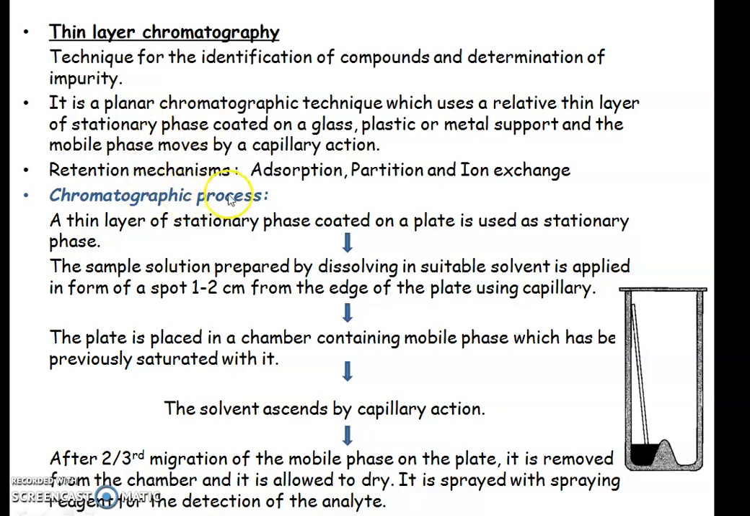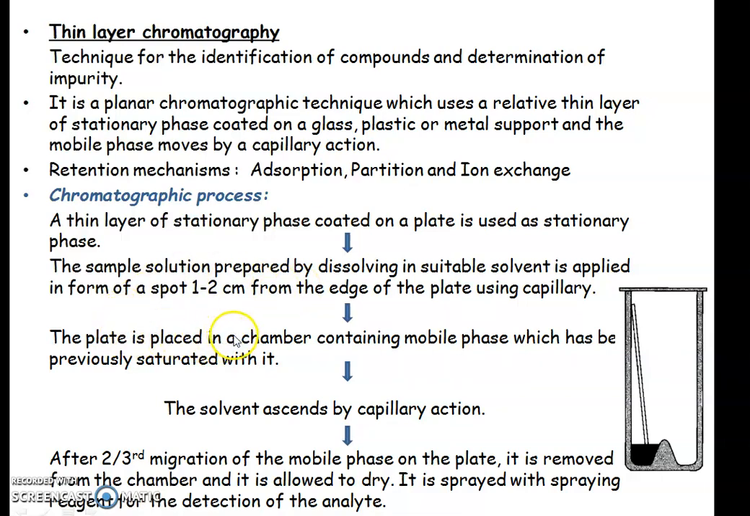Now, if we look at the chromatographic process that is used in thin layer chromatography, a thin layer of stationary phase is coated on the plate and it is used as a stationary phase. The sample solution is prepared by dissolving in a suitable solvent and it is applied in the form of a spot 1 to 2 cm from the edge of the plate using a capillary.